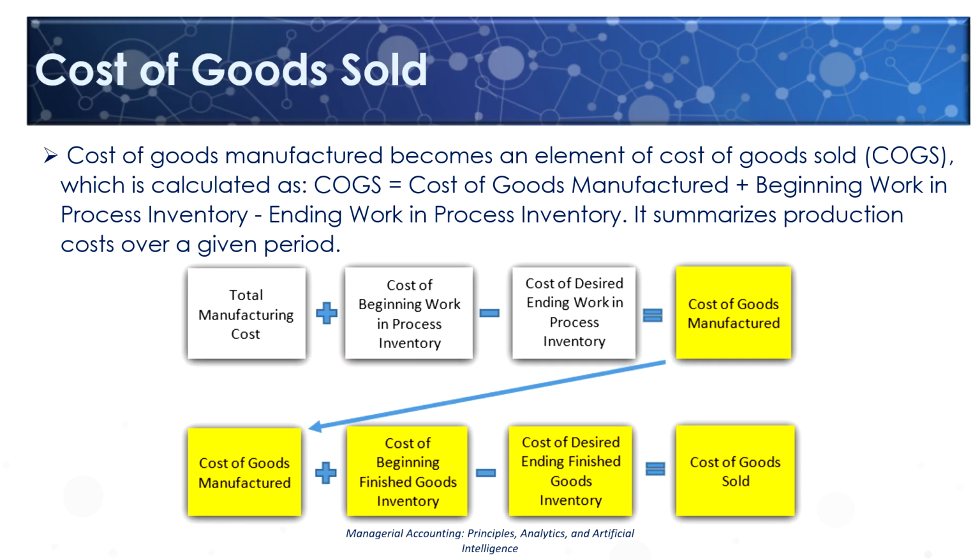Now we can finally compute cost of goods sold. Cost of goods sold is based on cost of goods manufactured and changes in finished goods inventory. The formula for cost of goods sold is cost of goods manufactured plus beginning finished goods minus ending finished goods. This represents the total cost of products sold during the period.